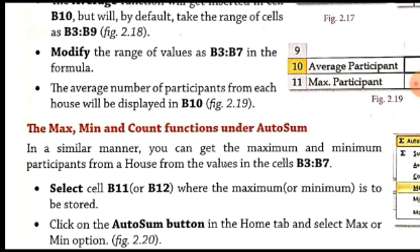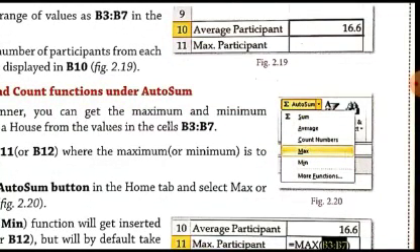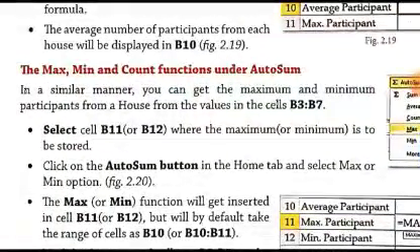Okay, in a similar manner, you can also get the maximum and the minimum participants from a house. See, these are the different values of number of participants from different houses. So we can get the maximum number of participants from any house, and we can also get the minimum number of participants, from the values in the cells B3 to B7.